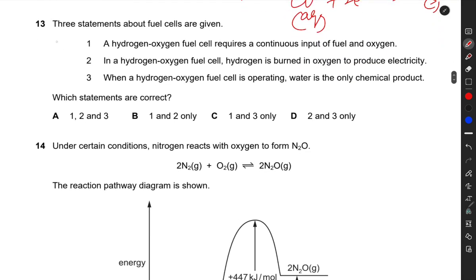Question number 13. 3 statements about fuel cells are given. Hydrogen oxygen fuel cell requires a continuous input of fuel and oxygen. Hydrogen oxygen fuel cell requires a continuous input of oxygen. Yes, it is correct. A continuous supply of oxygen is required in a hydrogen oxygen fuel cell.